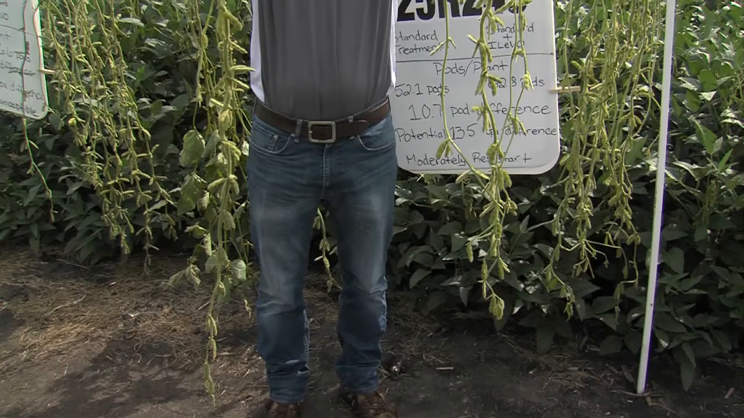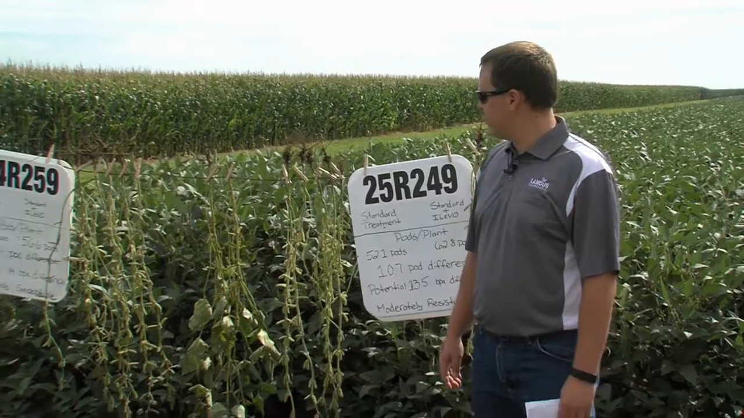Other noticeable attributes between Olivo and non-treated Olivo is the height difference. On the right here, these beans are treated with Olivo and are significantly shorter than the beans not treated with Olivo in the same variety. Other noticeable differences is the pod count.